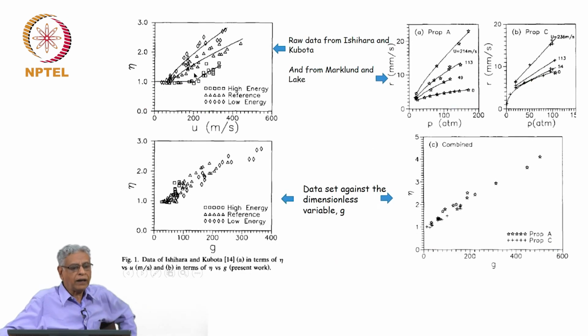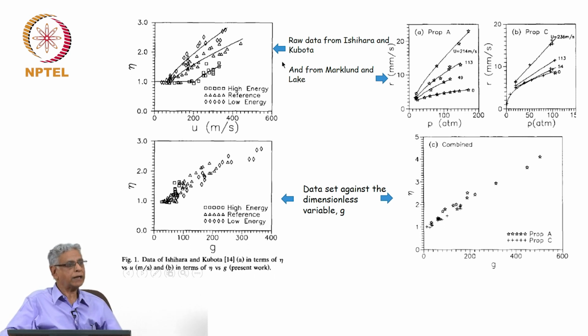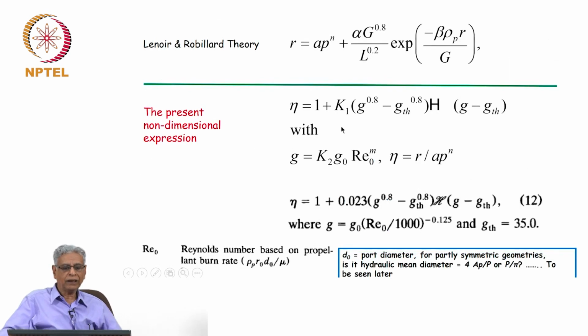If you look at the data of the erosive burning rate to the normal burning rate with velocity, you will see that you get these three curves. This is the raw data from Kubota, also raw data from Marklund and Lake. Now, you plot that with respect to a parameter G, which I have identified here, and you may ask me how we got it. I will come to that question a little later.